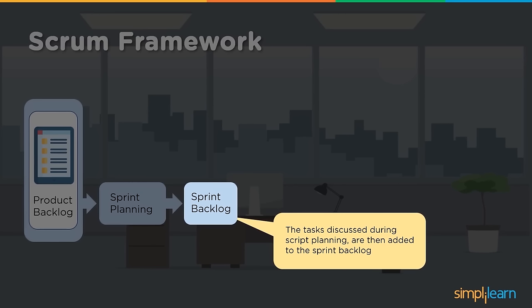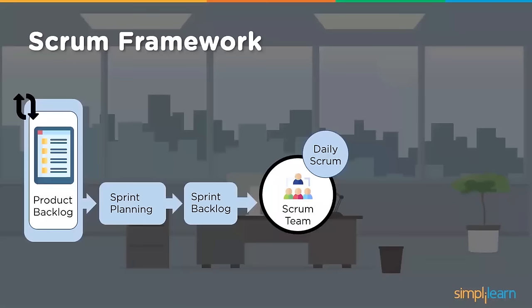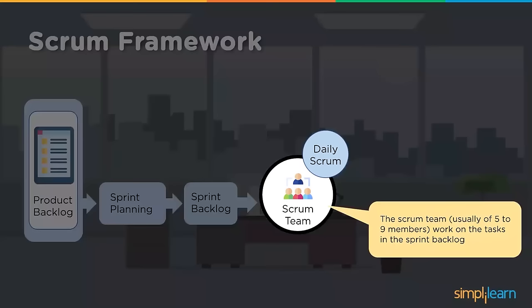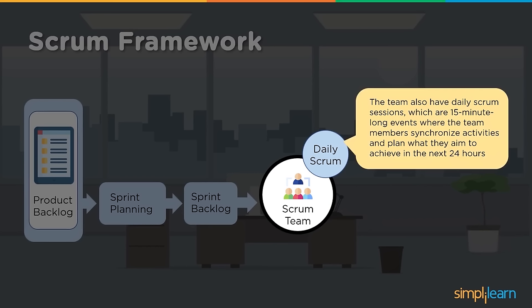Once it goes to the sprint backlog, as part of the time boxed iteration sprint, the deliverables should happen. Now the Scrum team, which is actually a self-organizing team, as we mentioned, maybe 5 to 9 members, works on the tasks in the sprint backlog. And they will also have daily Scrums where the team discusses for 15 minutes, where team members synchronize activities and plan what they aim to achieve in the next 24 hours, and what is accomplished against what was discussed in the previous daily Scrum. If any further discussions need to be done for correction of those, that can be taken as a separate meeting, not as part of the daily Scrum. So generally, the daily Scrum meeting would be 15 minutes. It should not go more than that. It's an indicative time, so quicker updates to understand what is happening.